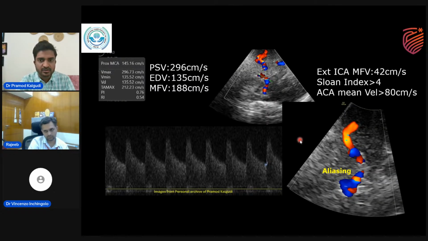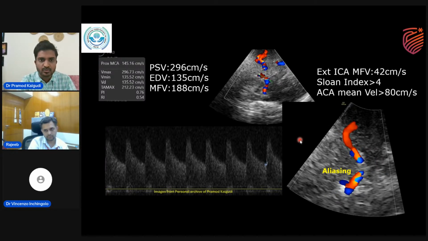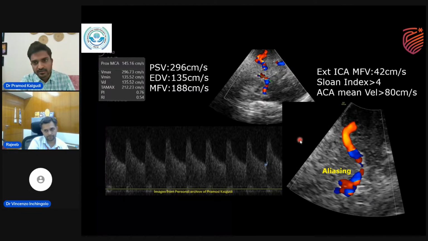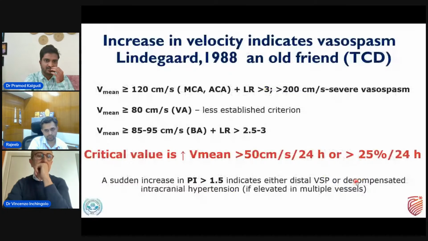So this is a patient of ACOM aneurysm post coiling. This patient had developed ACA spasm, so the peak systolic velocities went up over 200, and the Soustiel index was greater than 4, which is measured with the ratio of extracranial ICA. And you can see the aliasing effect on the bottom right, where you can see the red and blue overlapping with each other. That tells you that there is some amount of spasm at that region.